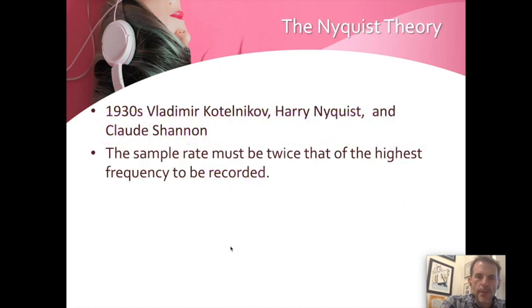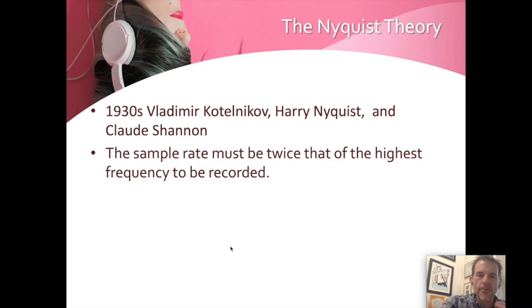So backing up a little bit, we have what we know as the Nyquist Theorem, and there's a couple different people involved with that. We call it the Nyquist, and sometimes Nyquist-Shannon, but Vladimir Kotelnikov was also working on this simultaneously. So the three of them all come to this idea. The Nyquist theory is that the sample rate must be twice that of the highest frequency to be recorded. And we'll see some errors that come if the Nyquist theory is not paid attention to.